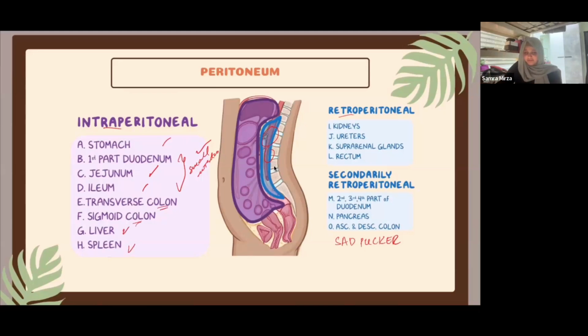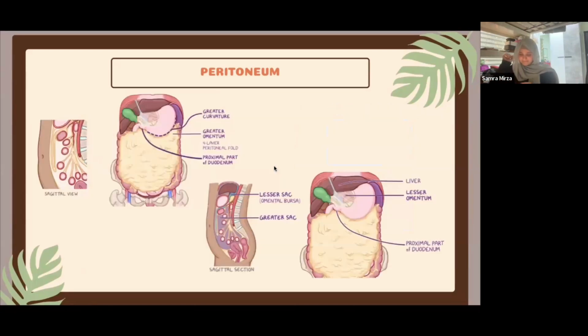And then you have the retroperitoneal organs. This includes your kidneys, your ureters, anything associated with the kidneys, so the kidneys, the ureters, the suprarenal glands. And then you have the rectum, because again, these are the ones that are more posterior. And these also include the second, third, and fourth part of the duodenum. Because the duodenum's coming and then it's curving around, so the part that's not exactly anterior is going to be covered retroperitoneally. You also have the pancreas and the ascending and descending colon. That's essentially it for the peritoneum and its organs. It's very, very important to know at least a few examples from each, because they could ask this either in MCQs, SCQs, or OSPEs.